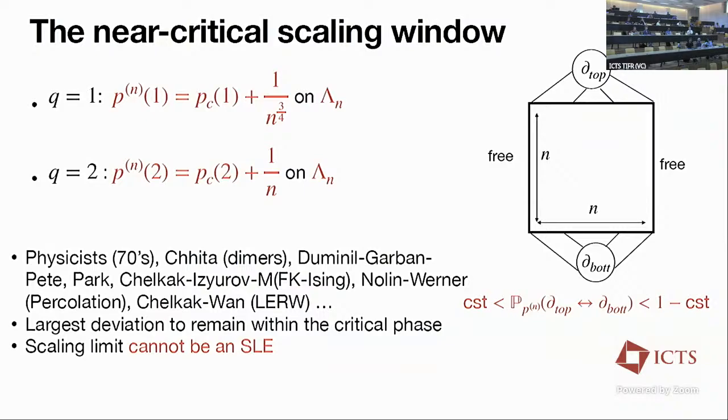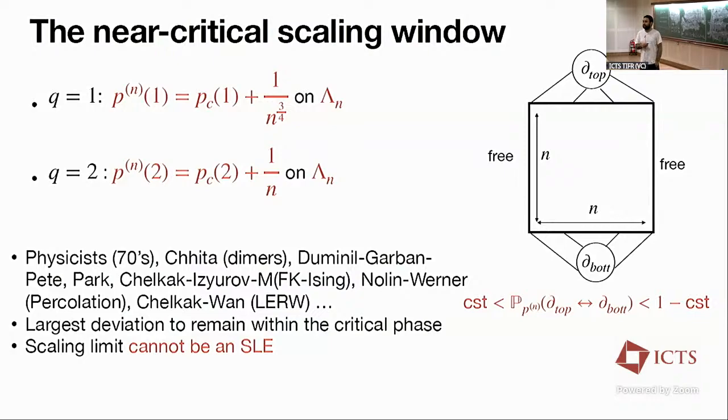Sorry, also, what do you mean by largest deviation to remain within the critical phase? Basically, if you took log n over n to the 3/4, you become off critical. If you take something very small compared to 1 over n to the 3/4, you have the same scaling limit. You don't see anything different. If you take something much bigger, you have the off-critical scaling limit. And exactly at that order of magnitude, you have something in the middle, which is a different scaling limit. Okay.